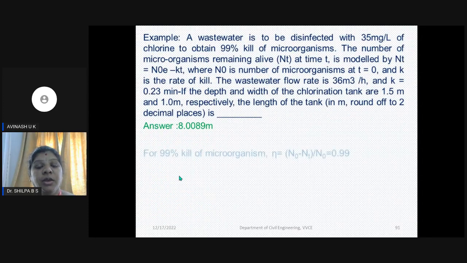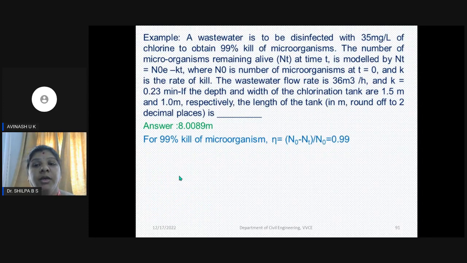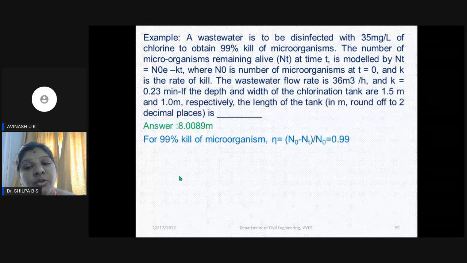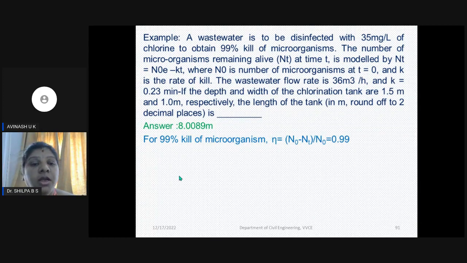Another problem: wastewater is to be disinfected with 35 milligram per liter of chlorine to obtain 99% kill of the microorganism. The number of microorganisms remaining alive at time t is modeled by Chick's law, where N naught is the number at time t equals 0 and k is the rate of kill. The wastewater flow rate is 36 meter cube per hour and the k value is given as 0.23 per minute. If the depth and the width of the chlorination tank are 1.5 meter and 1 meter respectively, we need to calculate the length of the tank.